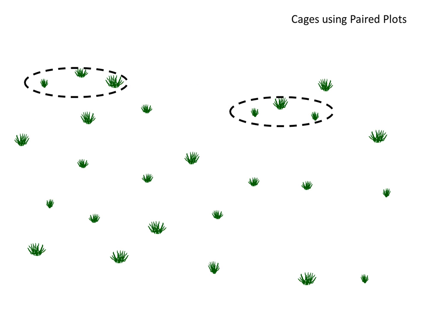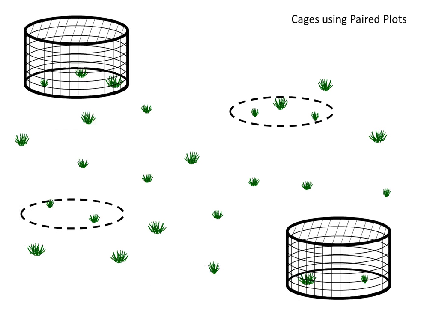of the plots. And so you have to take some time locating these plots. It's also important that they're a certain distance from each other so that they don't impact each other. But here we see another pair of plots that is relatively similar. We then randomly assign one of the plots in a pair to be caged, and the other one is left open so that it is exposed to grazing.